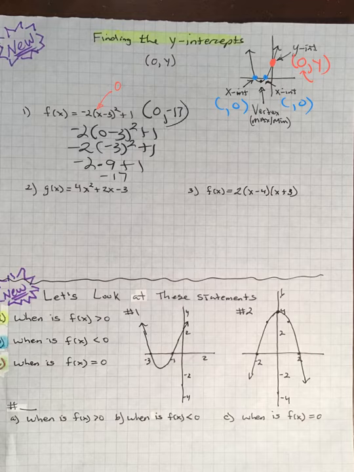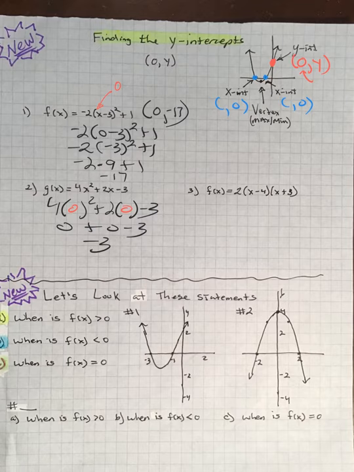Problem number 2, what is the y-intercept? Wouldn't we just take out the x and plug in 0 in its place? And when we work that out, isn't that going to give us 0 plus 0 minus 3, which is negative 3? Have you ever noticed that when you have standard form, ax squared plus bx plus c, the y-intercept is always going to be the constant? Because what happens when you plug in 0 where the x's are? Isn't it always going to come out to be c? I wonder if you've ever noticed that.